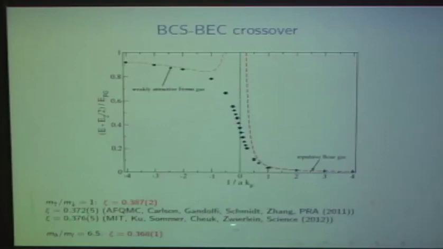And just a comparison, this is the last number that was measured by the MIT group that is very in agreement with the exact results, and gives us a touch on how far we are from the results. Anyway, the Xi at mass ratio 6.5 is 0.368. So it's appreciably smaller than for equal masses within the fixed node approximation.